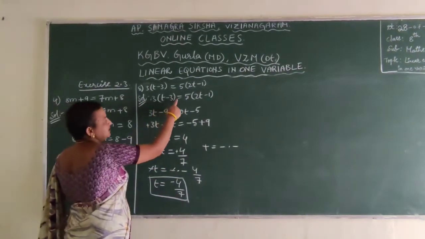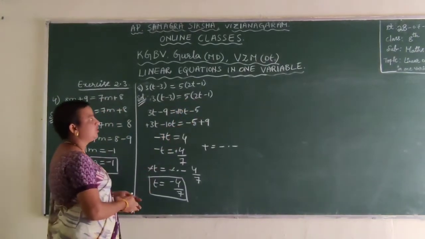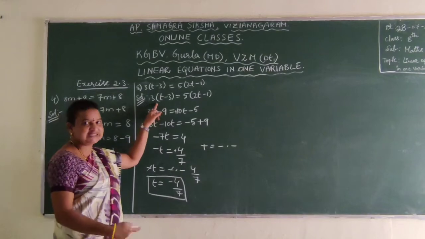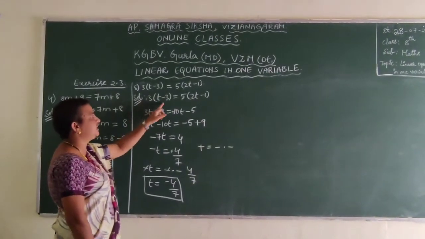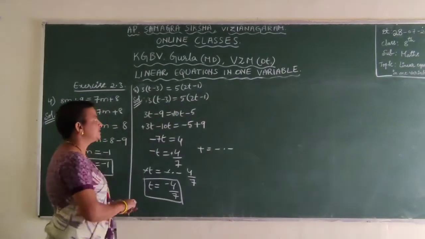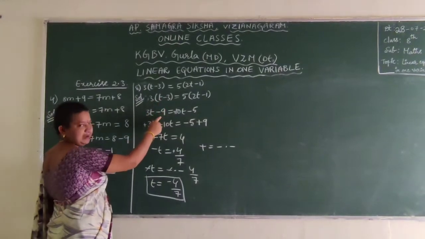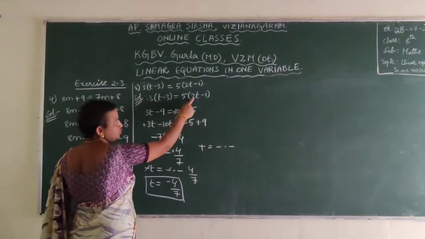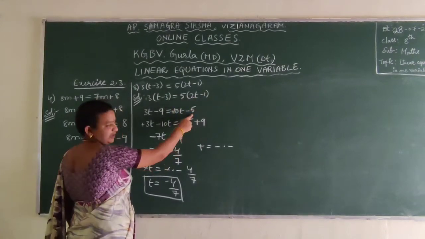3 into (t minus 3) is equal to 5 into (2t minus 1). First we need to release the brackets. So you have to multiply 3 with t minus 3, and 5 with 2t minus 1. 3 into t, 3t, plus into minus, minus 3 is 9. Equals 5 into 2t, 5 2s are 10t, plus into minus, minus 5 1s are 5.